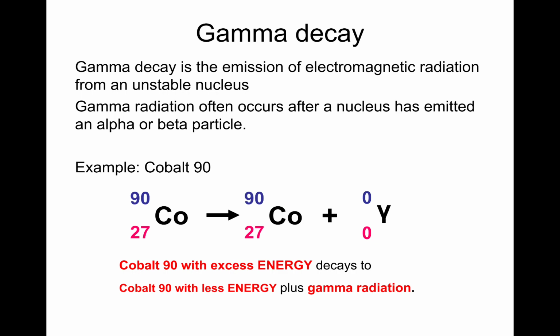So cobalt-90 with excess energy decays to cobalt-90 with less energy plus gamma radiation. Okay, let's move on from there and do a little bit of consolidation. Remember, at any point, if you need to pause and make any notes, please do so.